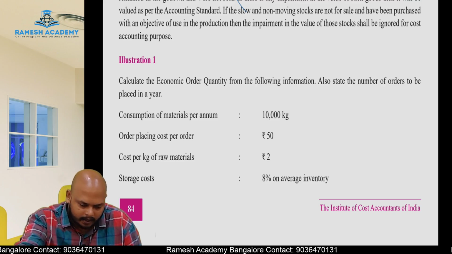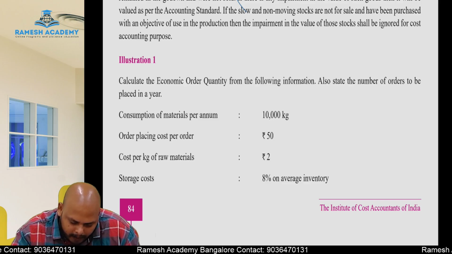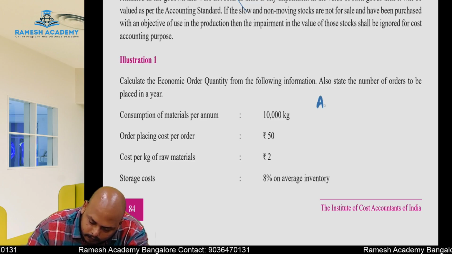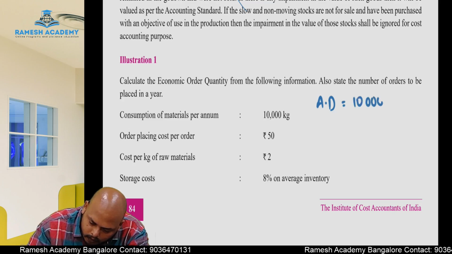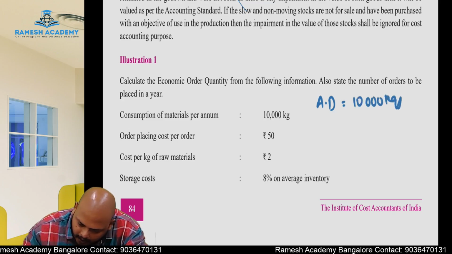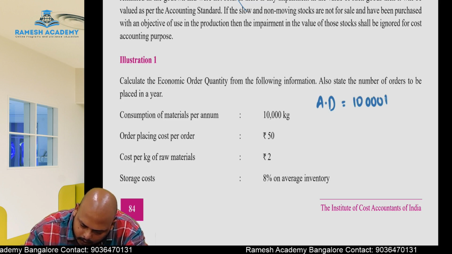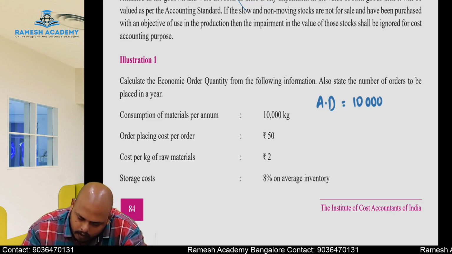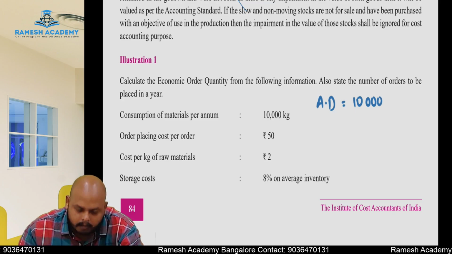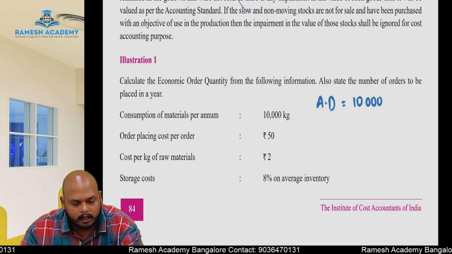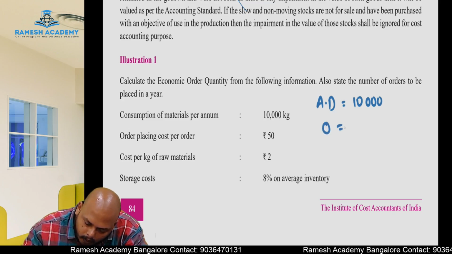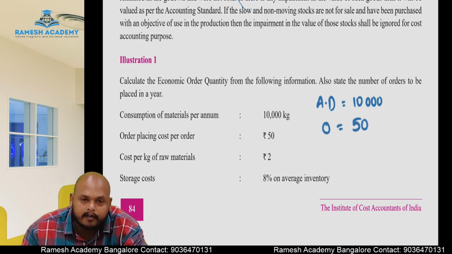Okay, let us see. Consumption of materials per annum, that is nothing but the annual demand, A is equal to 10,000 kgs. Annual demand is nothing but how much? 10,000 kgs. Next, ordering cost per order. What is the ordering cost for one order? To place one order, what is the ordering cost? 50 rupees. That is nothing but ordering cost per order O is equal to 50 rupees.